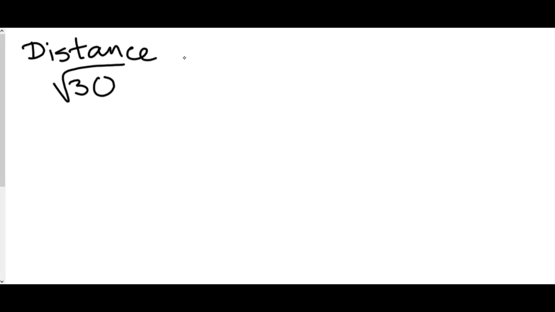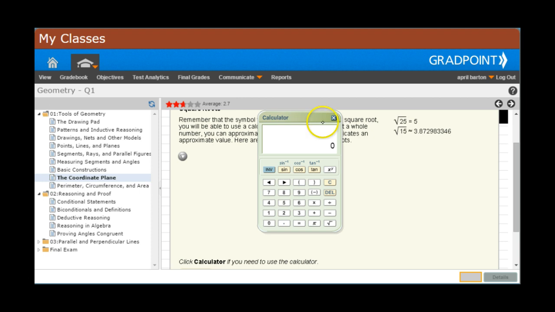So for that, we're going to need a calculator, and they do provide a calculator for you to use in the program. So let's go to that calculator. So I've brought the calculator up. Usually there's some sort of calculator button on the screen when they think you'll need to use a calculator. So using this program's calculator, first you hit the square root button, then you hit the number 30, then you hit enter or equals.